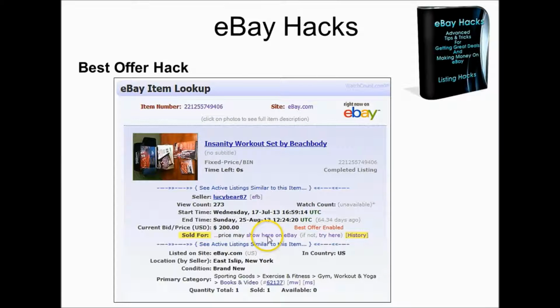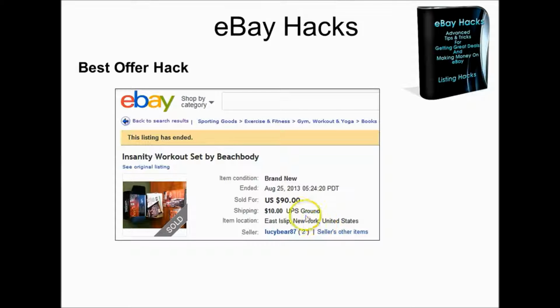So when I clicked on this link here, it didn't show me how much the item sold for. But when I clicked here, it did show me how much it sold for. It showed me that it sold for $90. So this $200 item, this person had listed it for $200, they accepted $90.